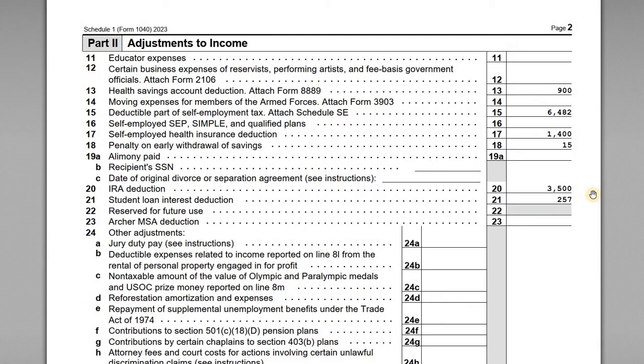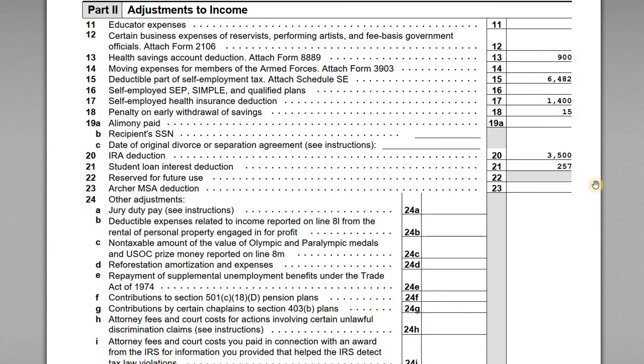If you have any non-deductible contributions, you would have to fill out Form 8606 for non-deductible IRA contributions. And again, I have some other videos on that as well.